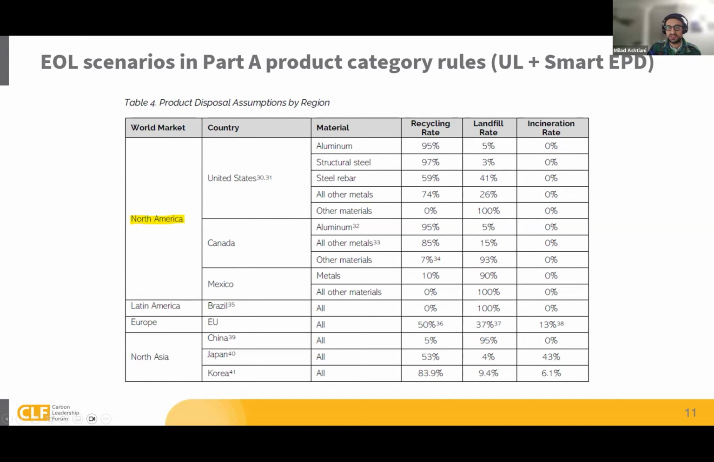In this one, you can see the end of life scenario likelihoods outlined in both UL Environment and the SmartEPD program operator Part A for the PCRs. Unfortunately, there isn't much detail here for North America. We basically have detailed recovery rates for steel and aluminum, but then all other materials are grouped together in one big scenario.